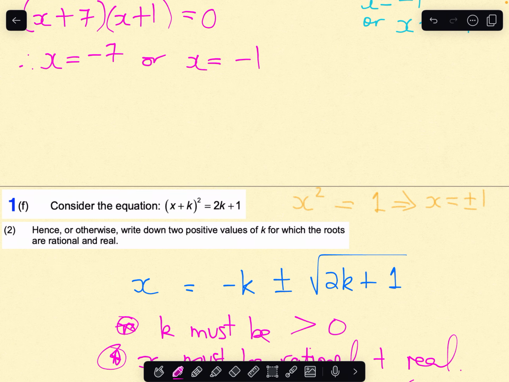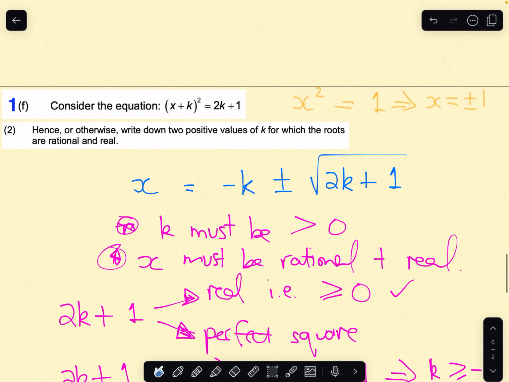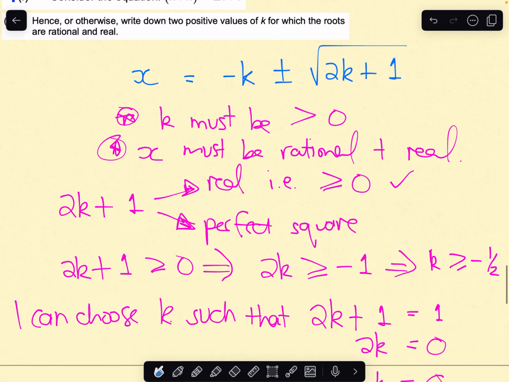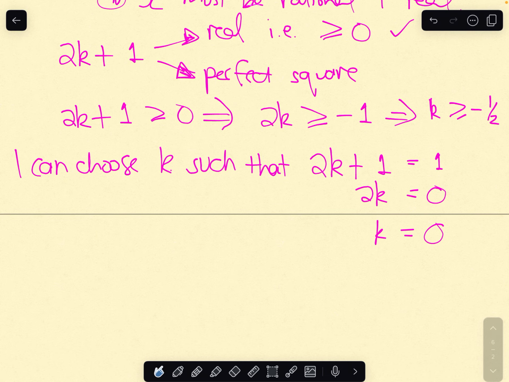So that is k is equal to what? 0. Okay, but 0 is not a positive number. So k needs to be greater than 0. So sorry, 0, we don't want you here. So let's choose another number. Let's choose 2k plus 1 such that it is equal to the next square, 4. So then 2k is equal to 4 minus 1, and so k is equal to 3 over 2.